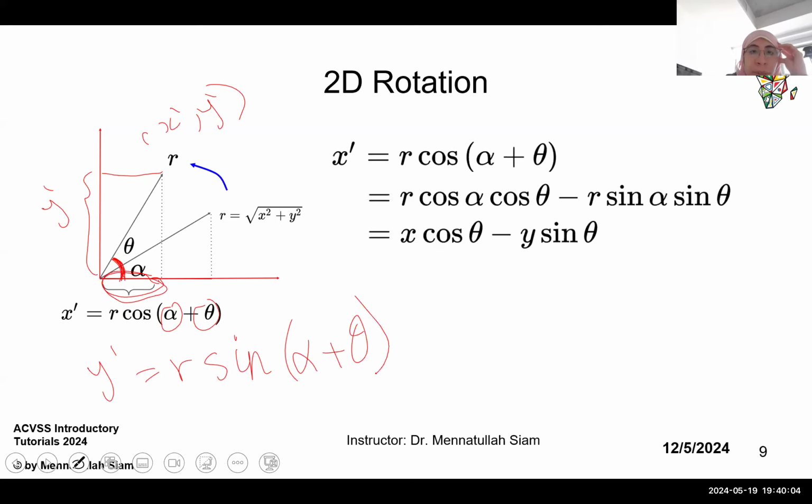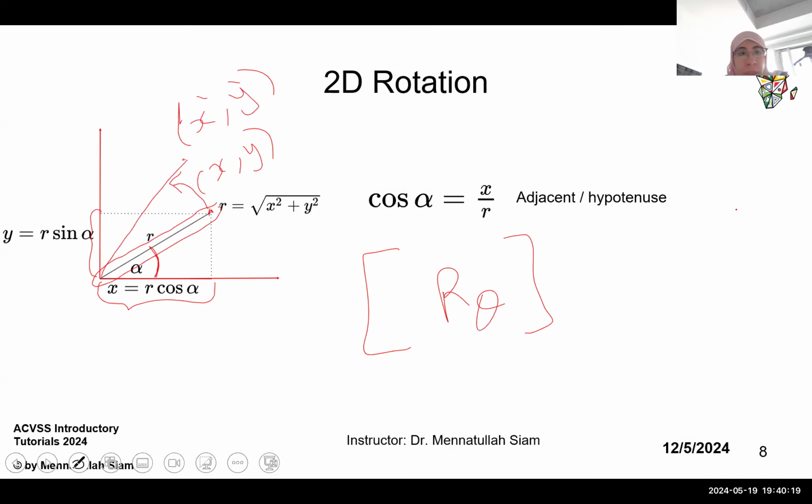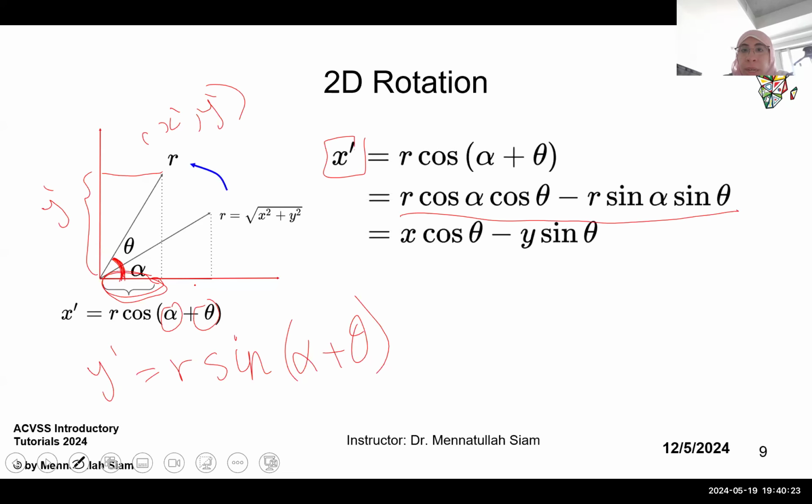Now, if you just look at the x bar, this r cosine (alpha plus theta), it can be factored out into this. This is, again, trig rules. So we know from here that r cosine alpha is the x, right? So we can cross that out and just put x. And we can cross out the r sine alpha and just put y. So x bar is just the original x cosine theta minus the original y sine theta.